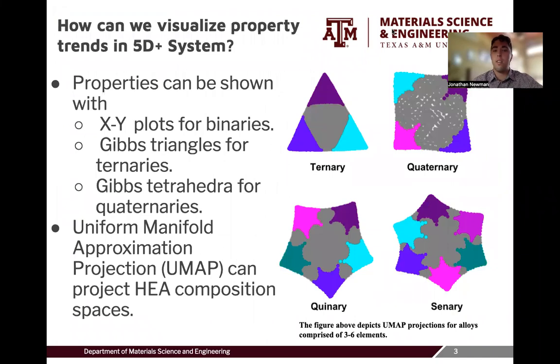The problem I'm addressing is how to visualize compositional property relationships in high-dimensional spaces. In terms of plotting characteristics for a binary alloy system, an XY coordinate system is used. For ternary systems, you could use a Gibbs triangle, while quaternary systems require a Gibbs tetrahedron. This projection, however, is difficult to show on a flat page. In 5D plus systems, we run out of dimensions to use. We rely on UMAP and t-SNE, dimensionality reduction techniques, to overcome this issue. Here we see how these projections would look for ternary, quaternary, quinary, and senary systems.